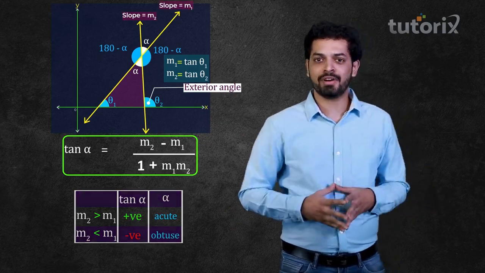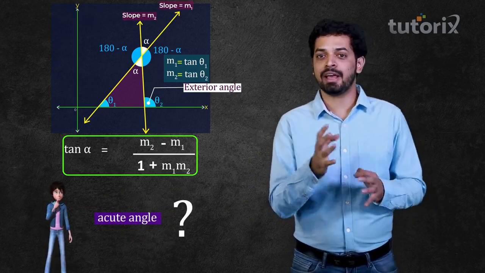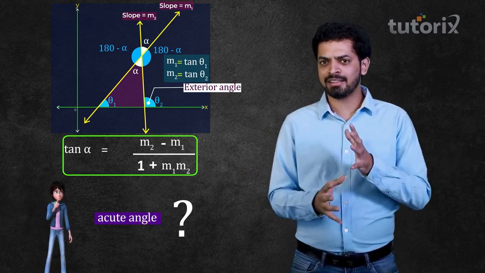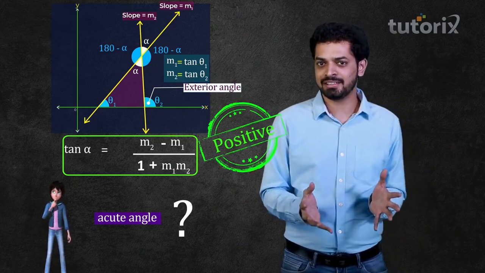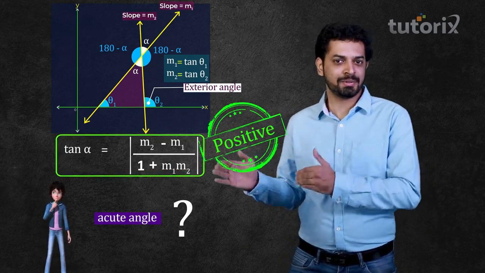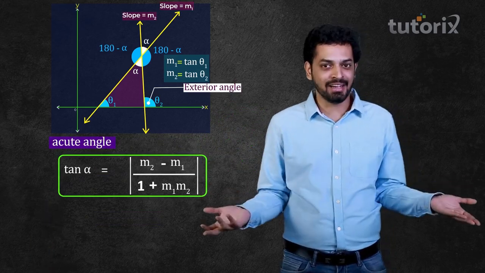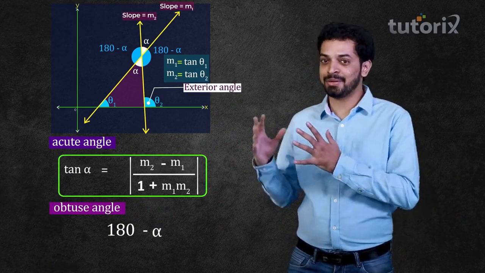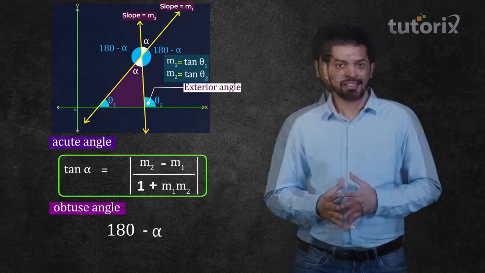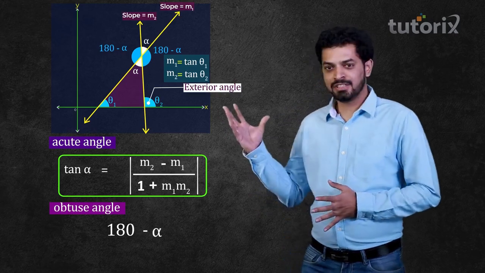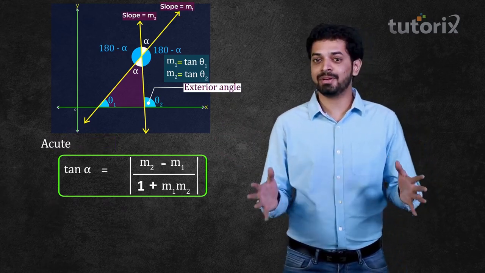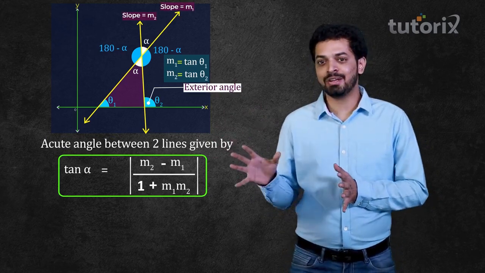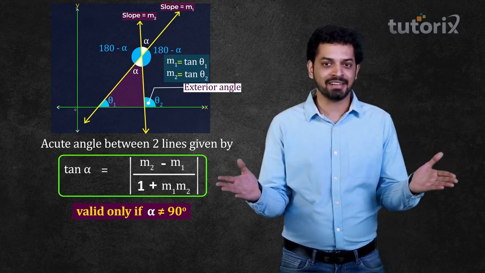Now say someone asks you to find specifically what is the acute angle between two given lines of slope m1 and m2. Then you know that the tan of that acute angle should be positive, right? So you just take the modulus of this particular expression, then you'll get an acute angle. And if you want to find the obtuse angle, then you just subtract this acute angle from 180 degrees. Now friends, observe that we found this particular expression for the angle between two lines whose slopes are given as m1, m2. But this expression is valid only if alpha is not equal to 90 degrees, right?